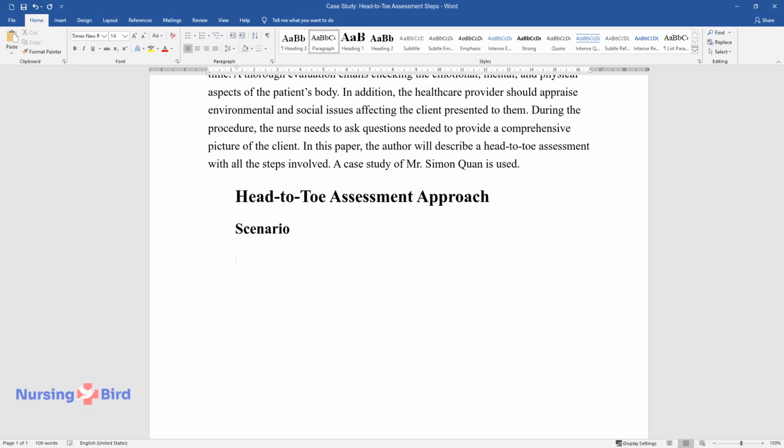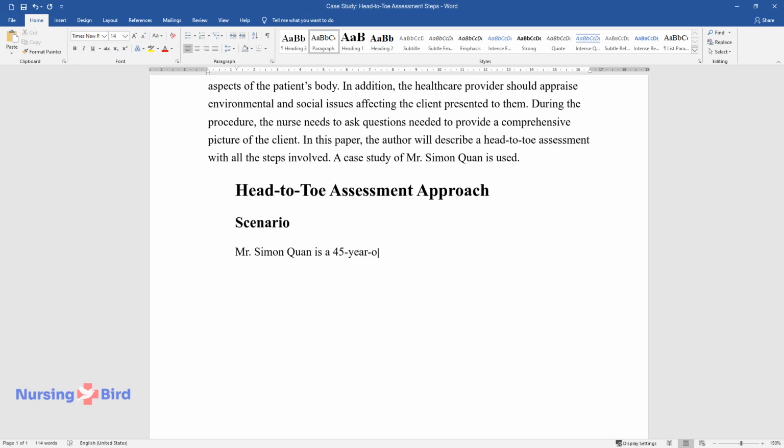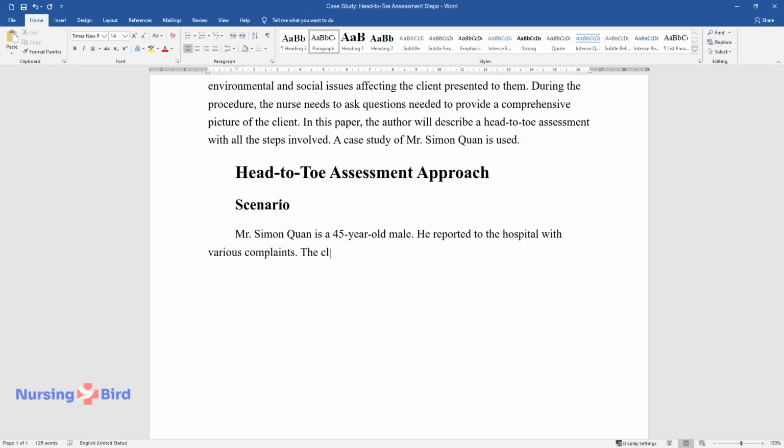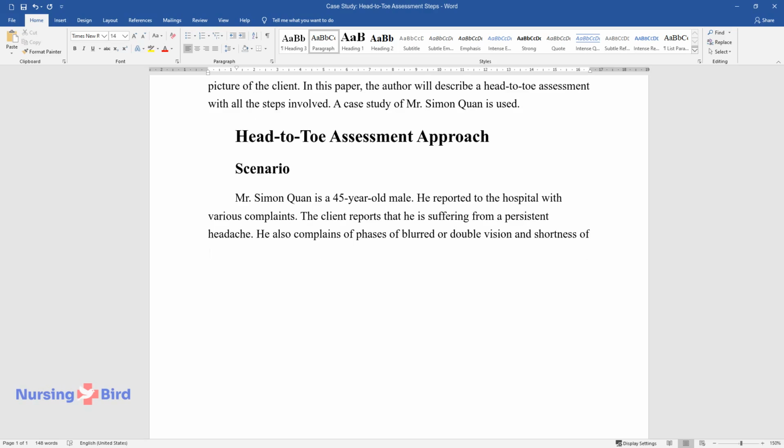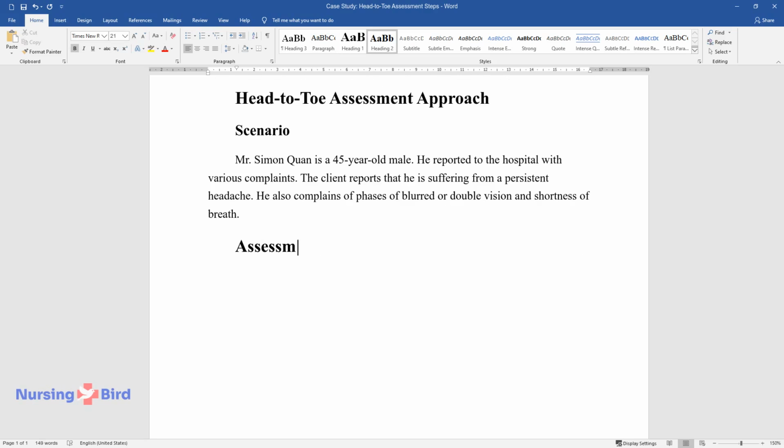Scenario. Mr. Simon Kwan is a 45-year-old male. He reported to the hospital with various complaints. The client reports that he is suffering from a persistent headache. He also complains of phases of blurred or double vision and shortness of breath. Assessment procedure.